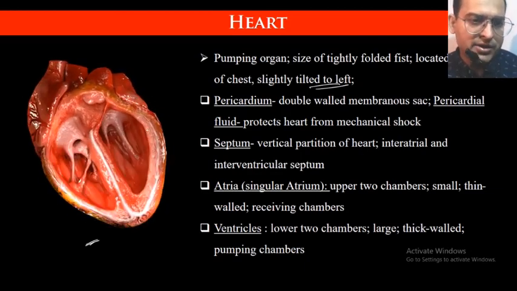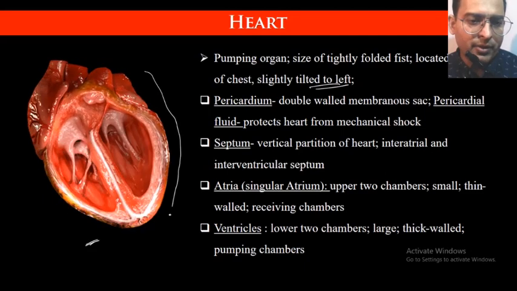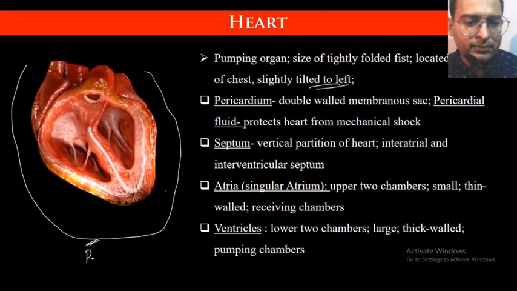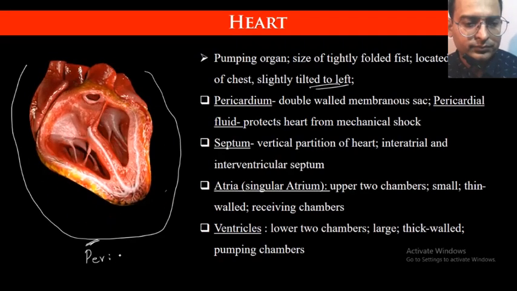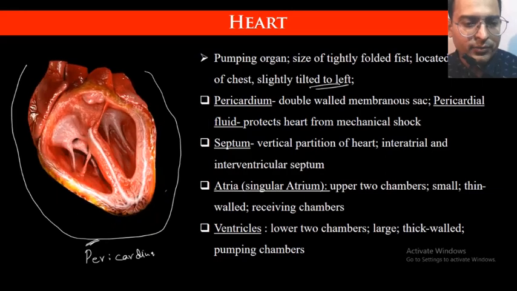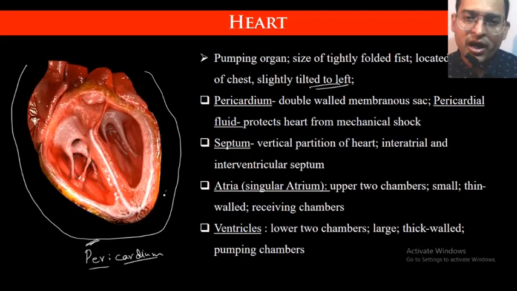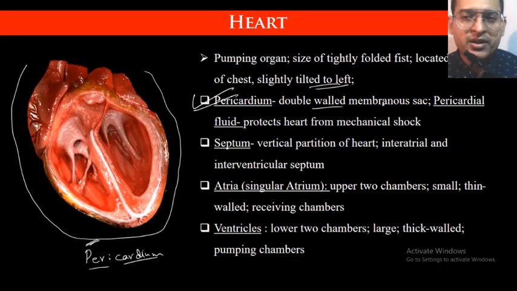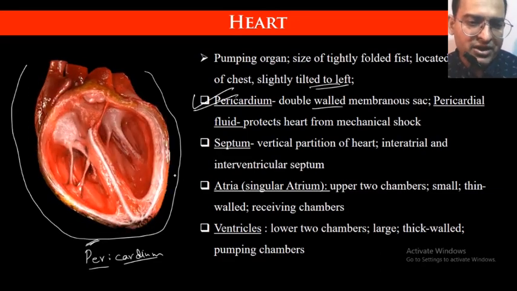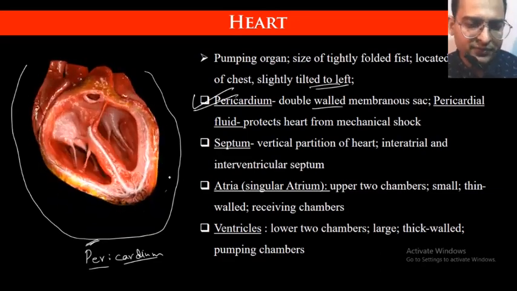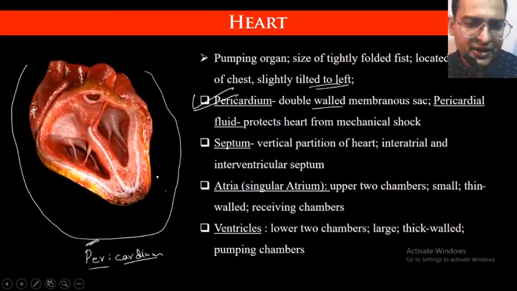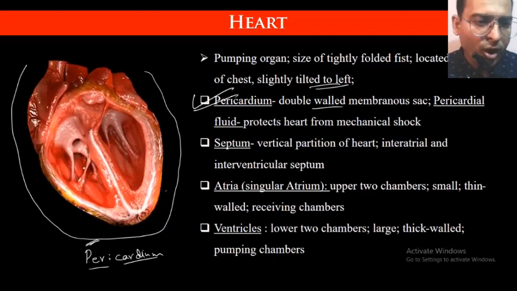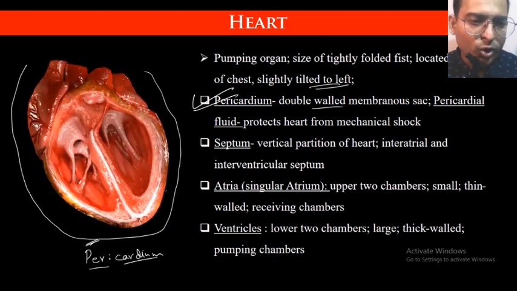The heart is covered by a double membrane which is called the pericardium. Peri means outer, cardium means what has to do with the heart. So the pericardium is a double walled membranous sac which provides some mechanical support to the heart, so that if there is any outside impact, it should be able to give certain protection. Also, it prevents the heart from over expanding.